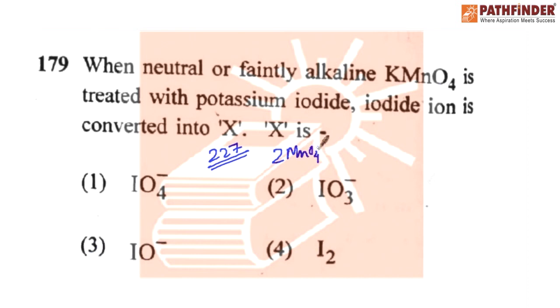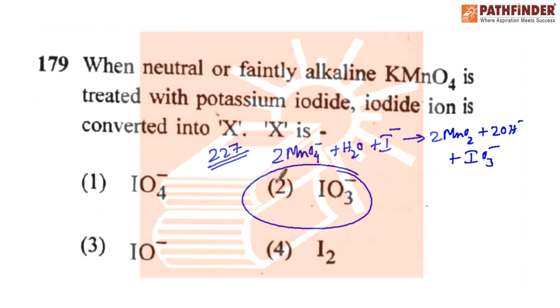2MnO4- plus H2O plus I- gives 2MnO2 plus 2OH- plus IO3-. So the iodide is converted into X, and X is actually IO3-, iodate. Okay, clear? Let's move on to the last question.